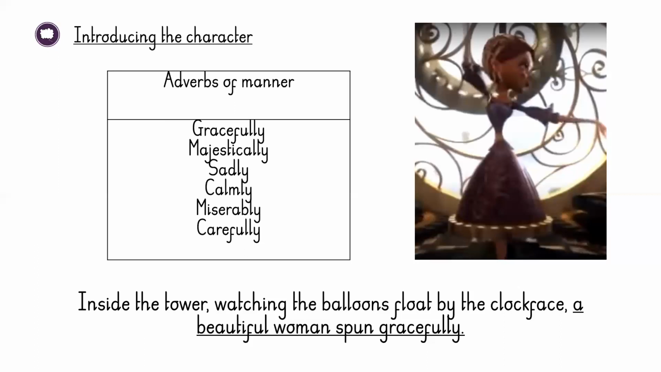Okay, so my sentence: inside the tower, watching the balloons float by the clock face, a beautiful woman spun gracefully. Okay, so I haven't given you a lot of information about her yet. I've just told you that there's a woman, she's quite beautiful, and she's spinning gracefully. Okay, so I've just introduced the fact that I'm now going to talk about character. And we know she's in the tower, and we know something of what she's doing. So she's watching the balloons and she's spinning. Okay, so if you want to push yourself, then think of a new way of starting that sentence. If you want to just steal my beginning and change the bit of how you describe her, that's perfectly fine.